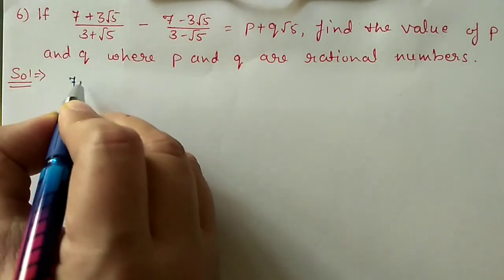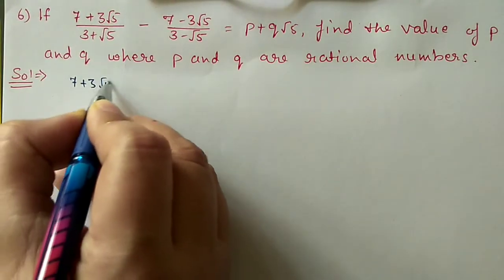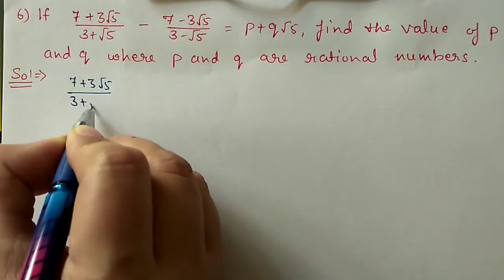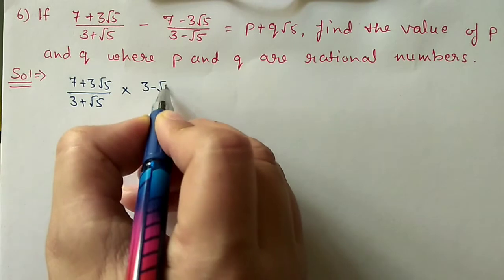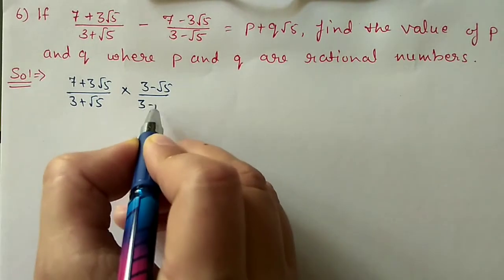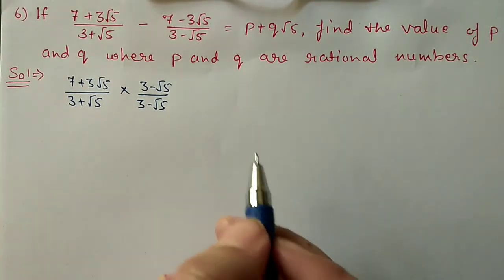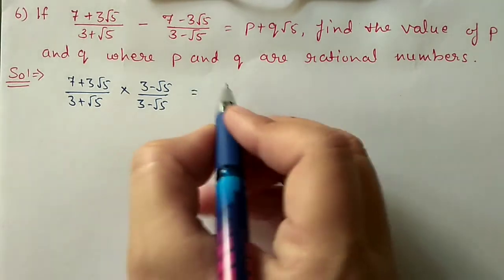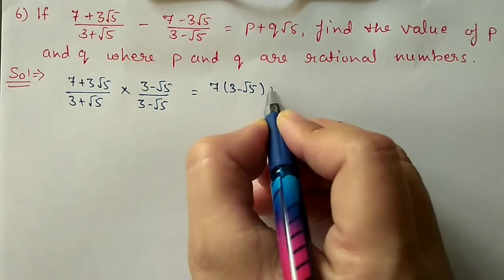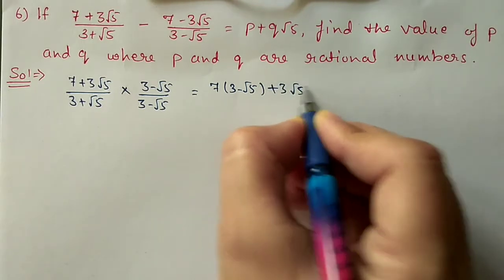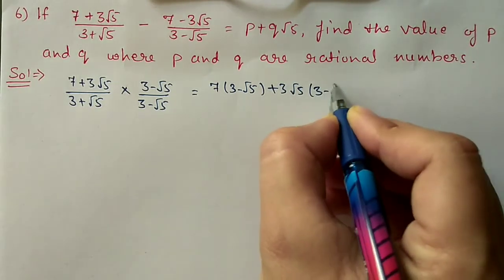So first we have 7 plus 3 root 5 divided by 3 plus root 5. So the rationalizing factor will be 3 minus root 5. We will multiply by 3 minus root 5 up and down. So the numerator will become 7 into (3 minus root 5), then plus 3 root 5 into (3 minus root 5).